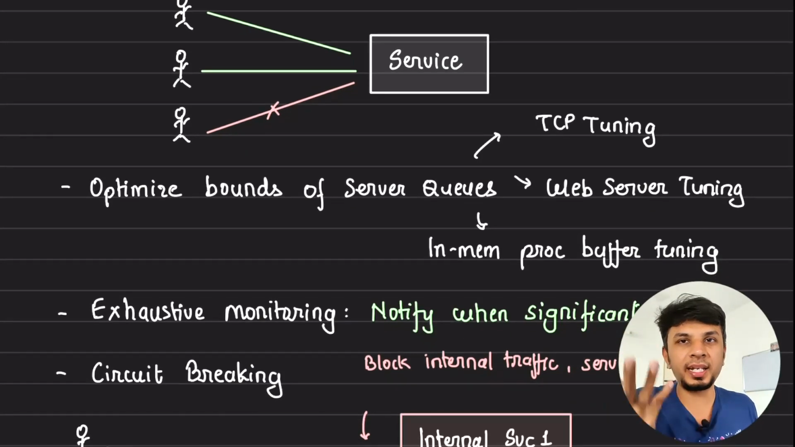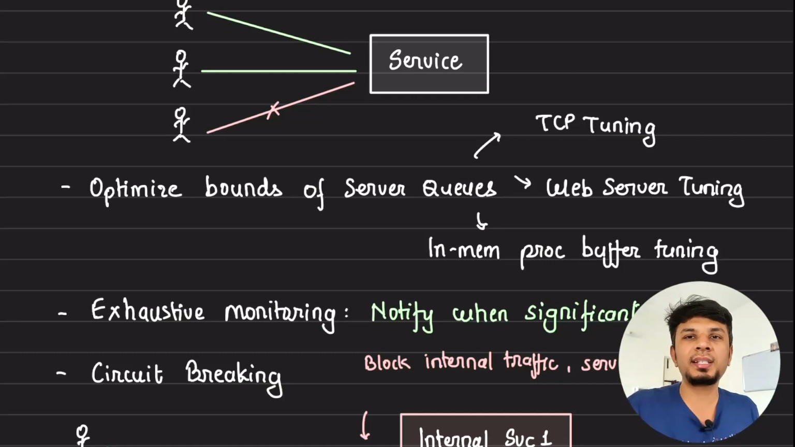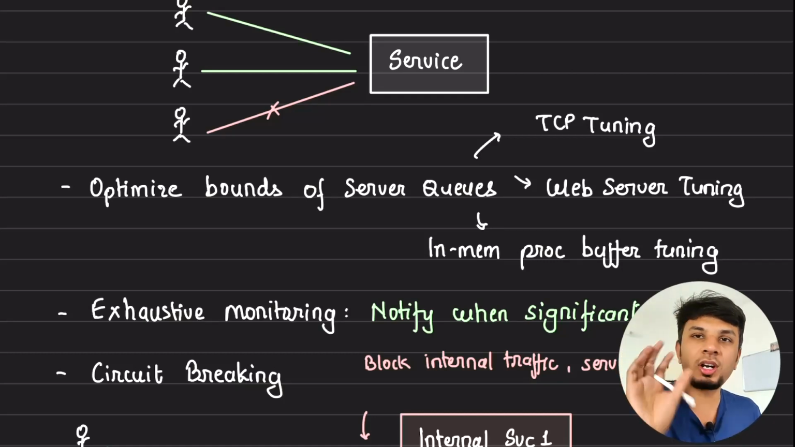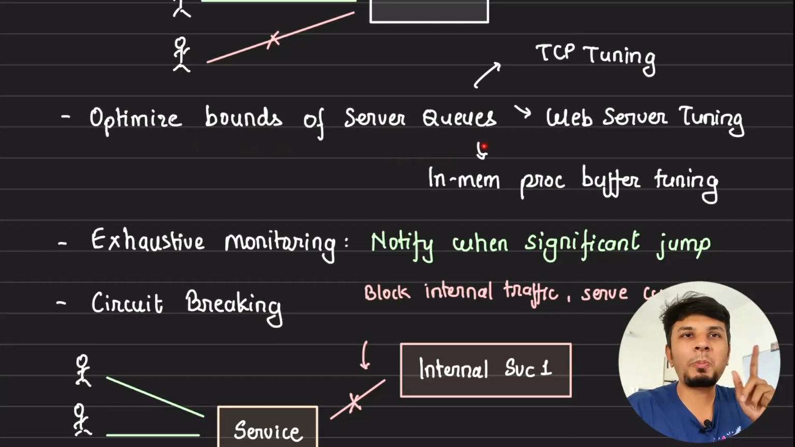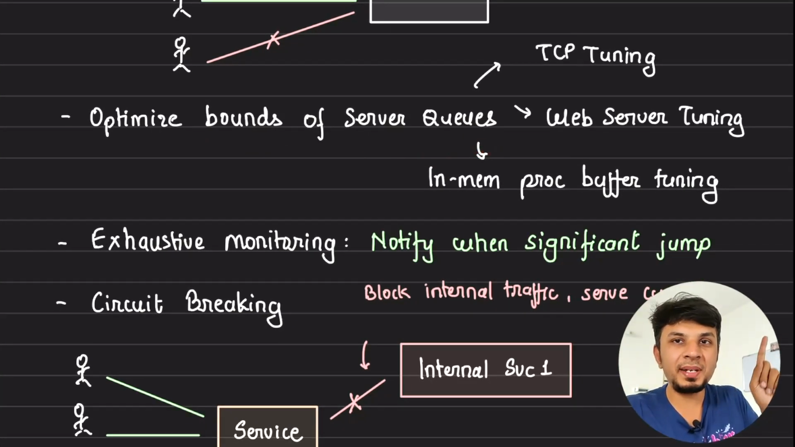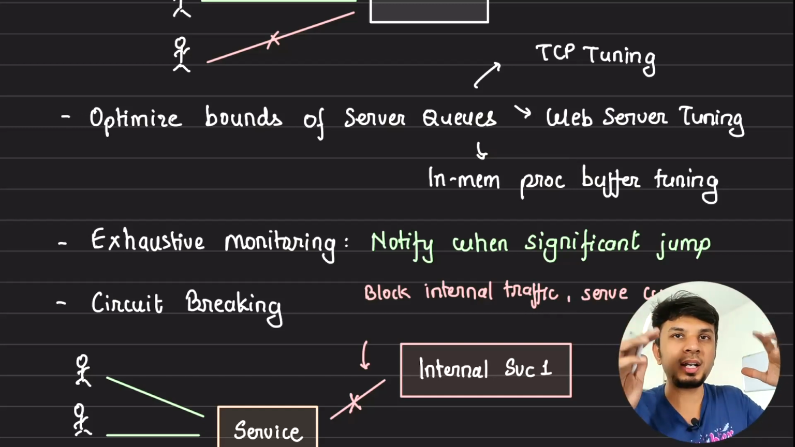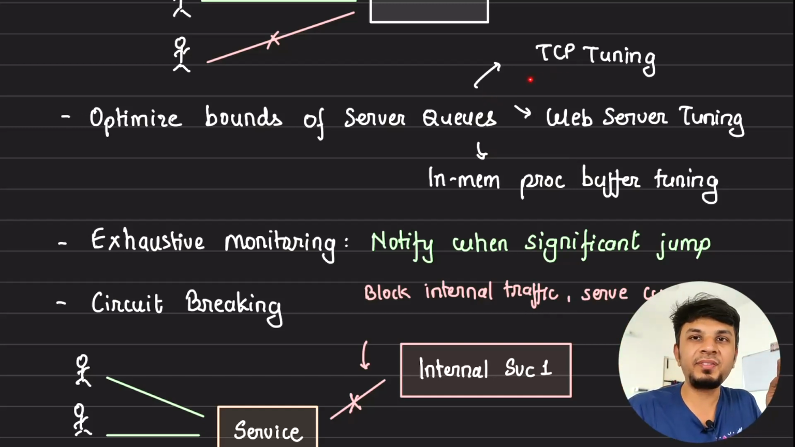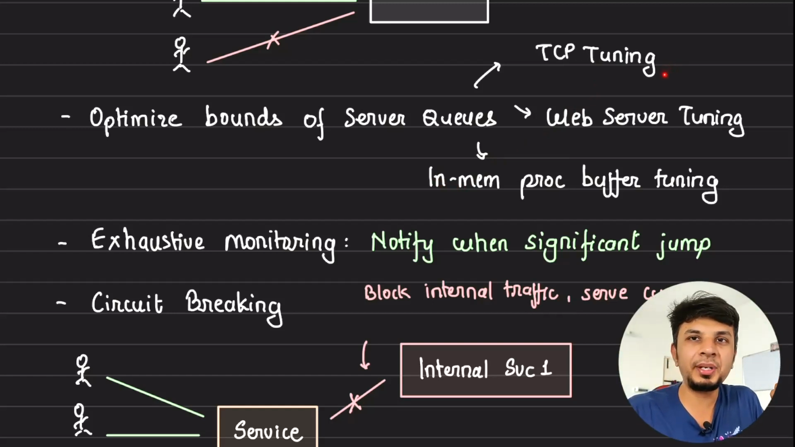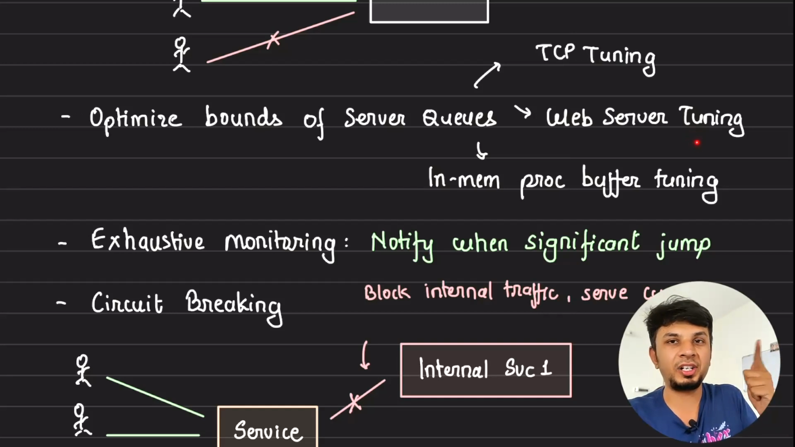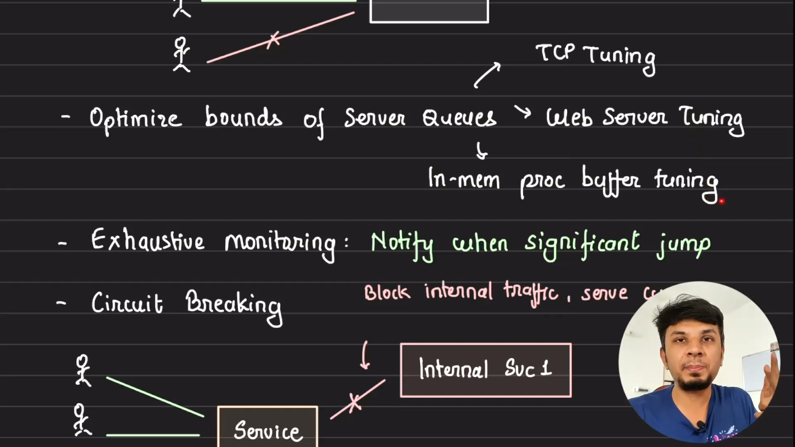So whenever you are putting something into production, see how your system would behave at scale when it gets a lot of inbound requests. Then the second is very interesting: optimize the bounds of server queues. The in-memory server queues of the tile requests got bulked up, and they said they would be optimizing the bounds of the server queue. As per my guess, it would be around TCP tuning, as in the number of backlog TCP connections they would have, web server tuning on the number of concurrent connections your web server would handle, and in-memory process buffer tuning.